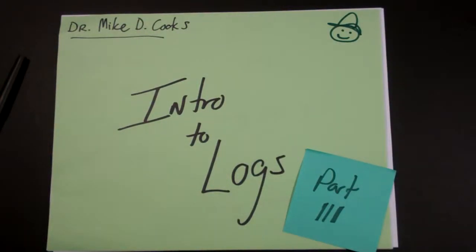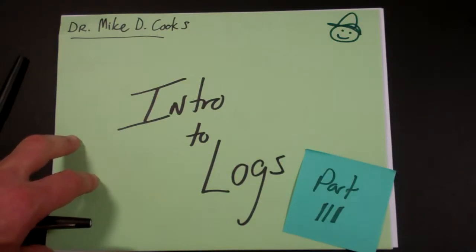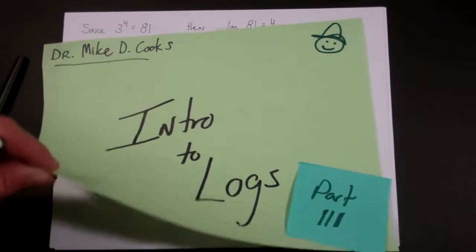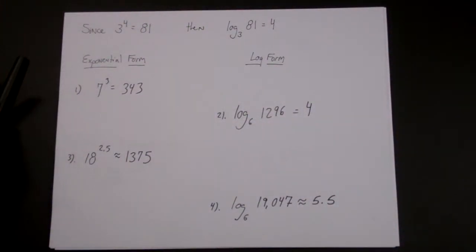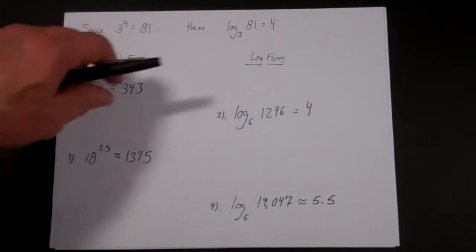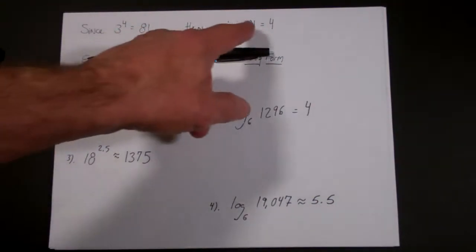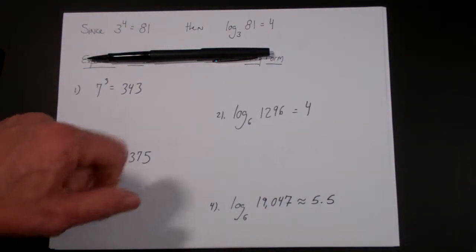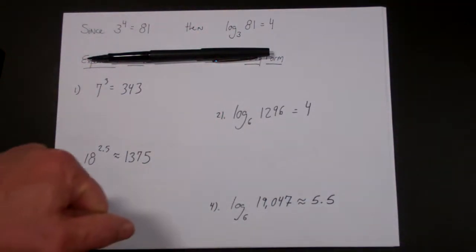This is the third in a series of videos on Introduction to Logs, and this one simply continues where the last two left off. In this one, we look at rewriting in exponential form or log form. Again, we want to start the same place, with a simple example. This is the one that I use. 3 to the 4th is 81, and the log base 3 of 81 is 4.